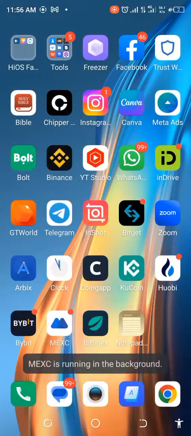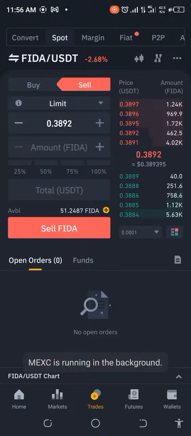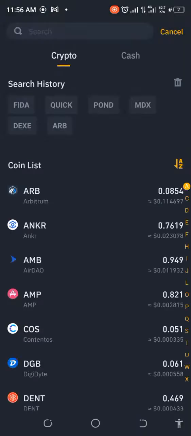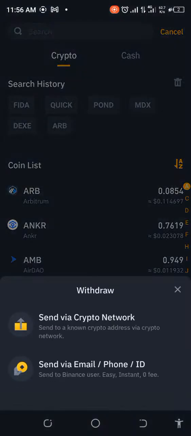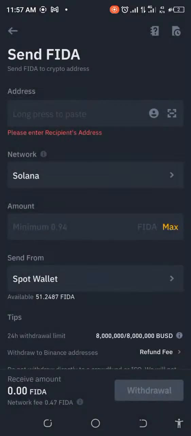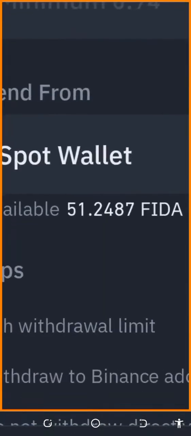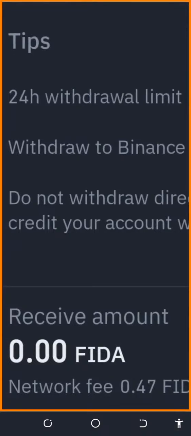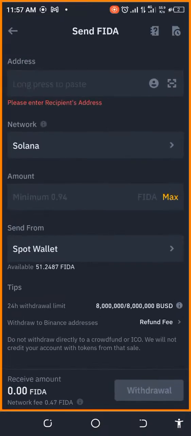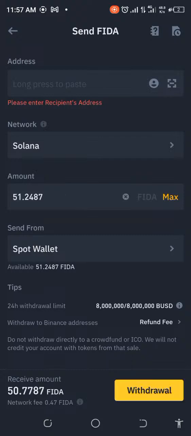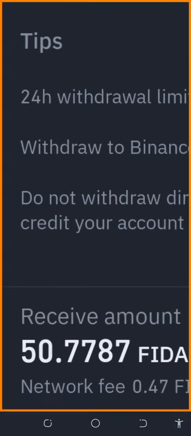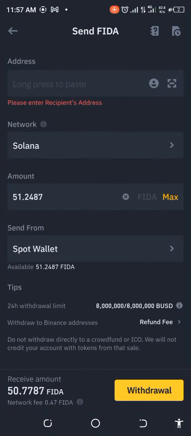So I go over to my Binance. Okay, and then the next thing I want to do is to withdraw it. I want to withdraw FIDA. Okay, so FIDA, if I click on that, what's the complete amount? That's 51.2. Okay, so you can see here, it's going to take 0.47 FIDA. All right, so let me just put the max there. Okay, so it's going to give us, what's it giving us? It's giving us 50.77.